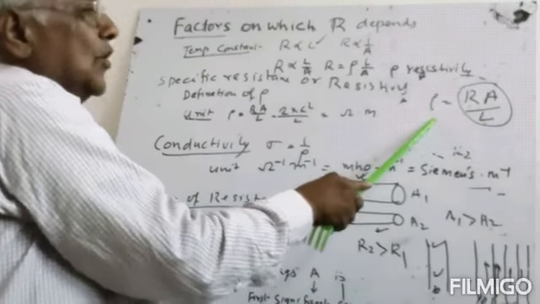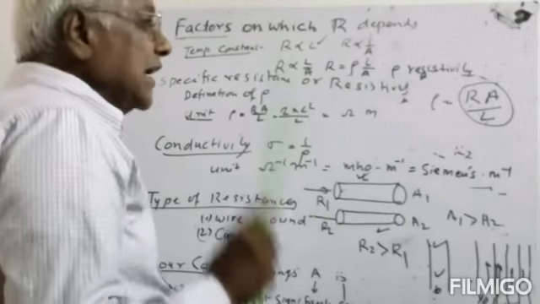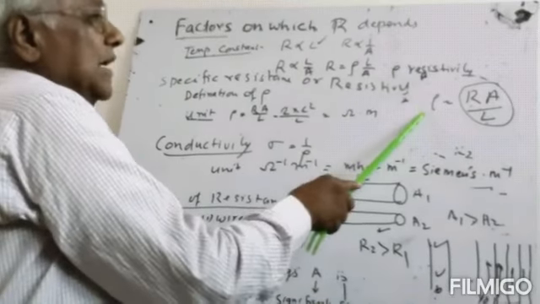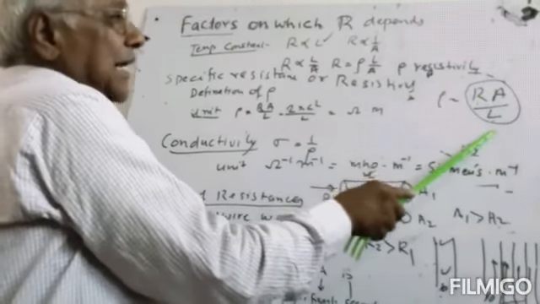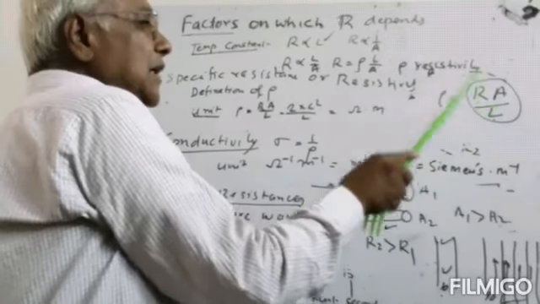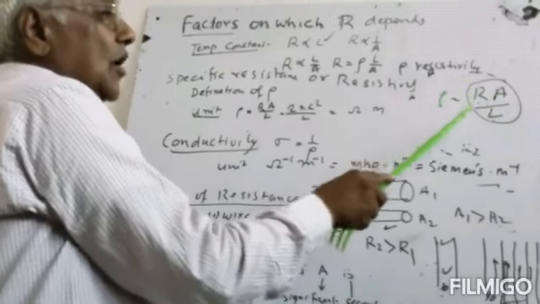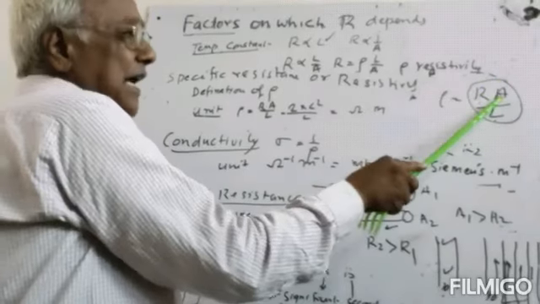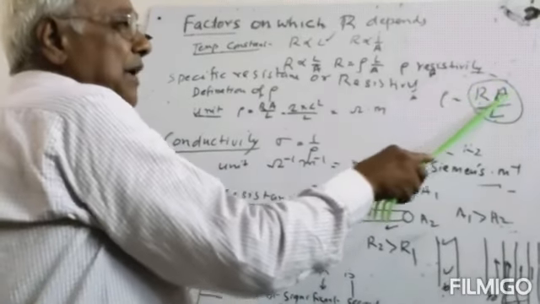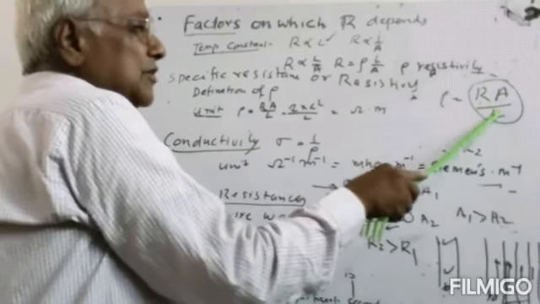It will depend upon the material of the conductor. Rho will depend upon the material of conductor. It will not depend upon length and it doesn't depend upon the area of cross section. Because if we increase the length, R will increase. If you increase the A, R will decrease. So their product will be constant. Their division will be constant.